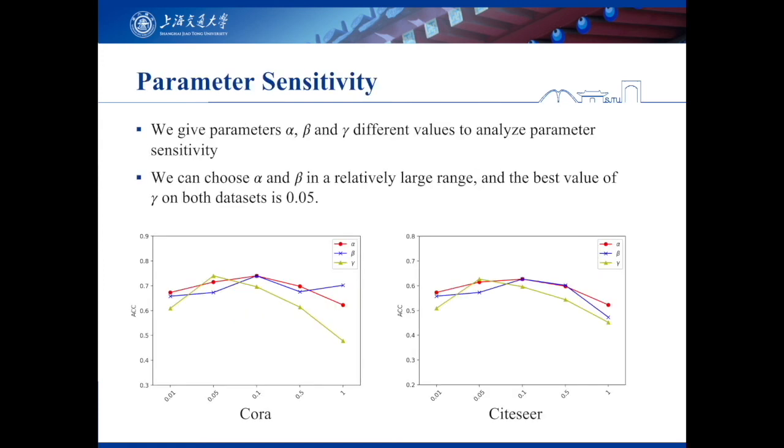In order to evaluate the influence of each parameter of ANEJC, we give parameters alpha, beta, and gamma different values to analyze parameter sensitivity. We change one parameter each time and fix the other two parameters. As we can see, in the large value range of alpha and beta, the clustering performance is relatively stable. Thus, we can choose their values in a relatively large range. While for gamma, the performance gets better when it increases to 0.05, and after that, the performance gets worse. The best value of gamma on both datasets is 0.05.